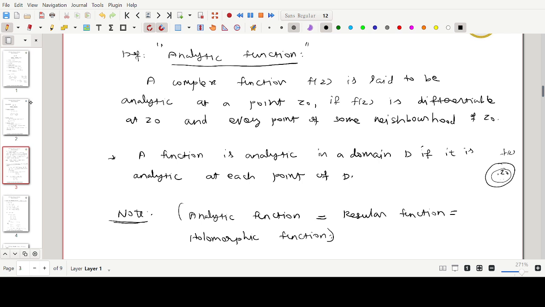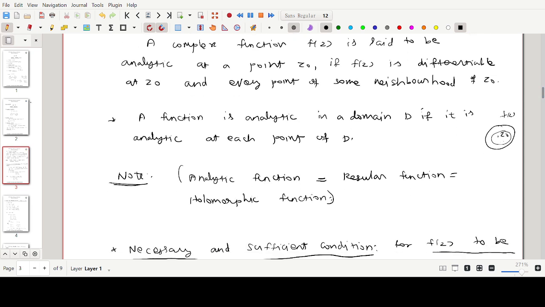Generally, in problems we are not looking at the definition manner. We are moving on property and condition based. So what is an analytic function in a domain? A function is analytic in a domain if it is analytic at each point of D. So first I explained a complex function being analytic at a point, and then at each point of the domain, we can say a complex function is analytic in a domain.